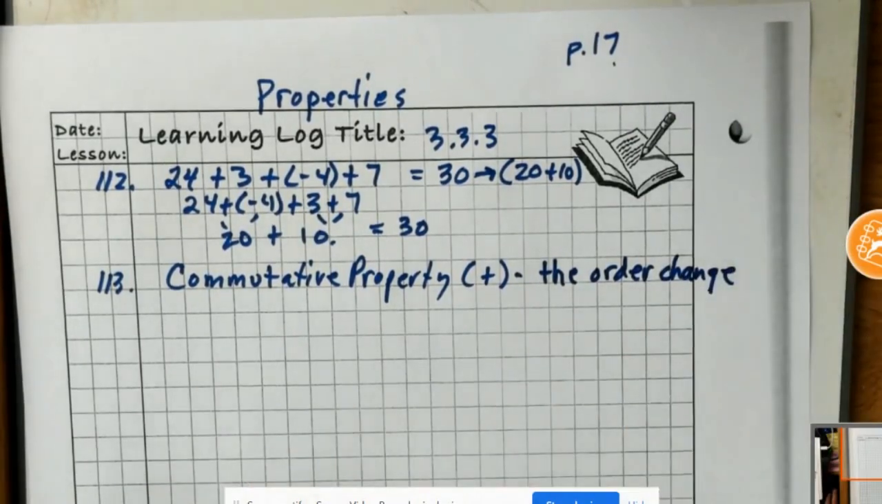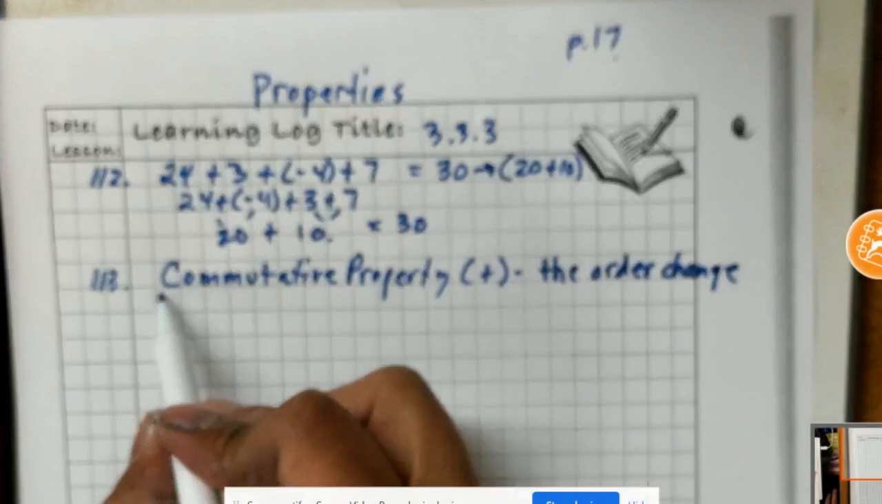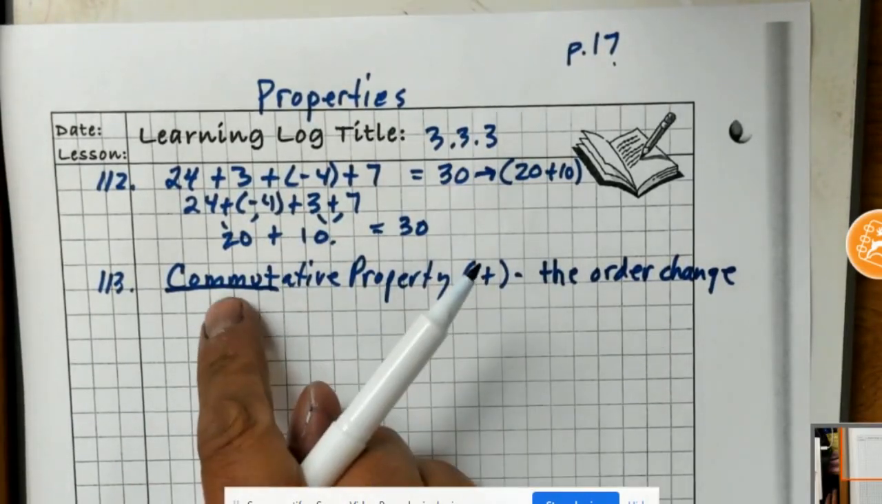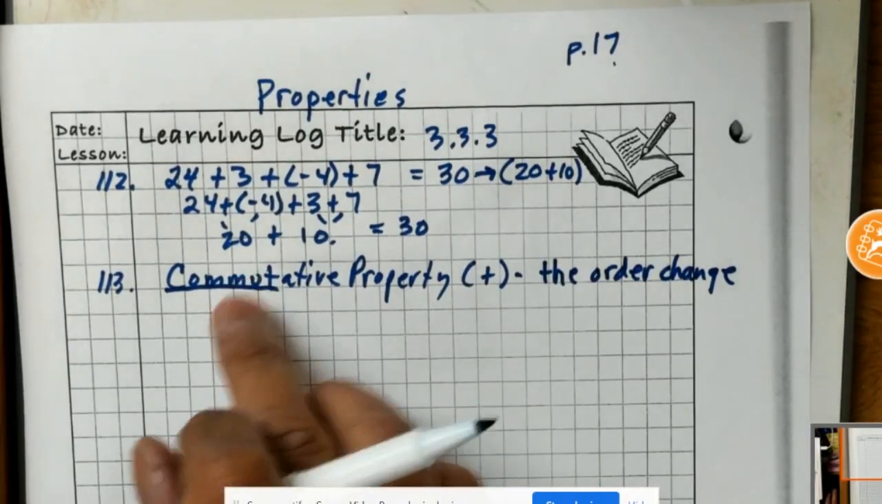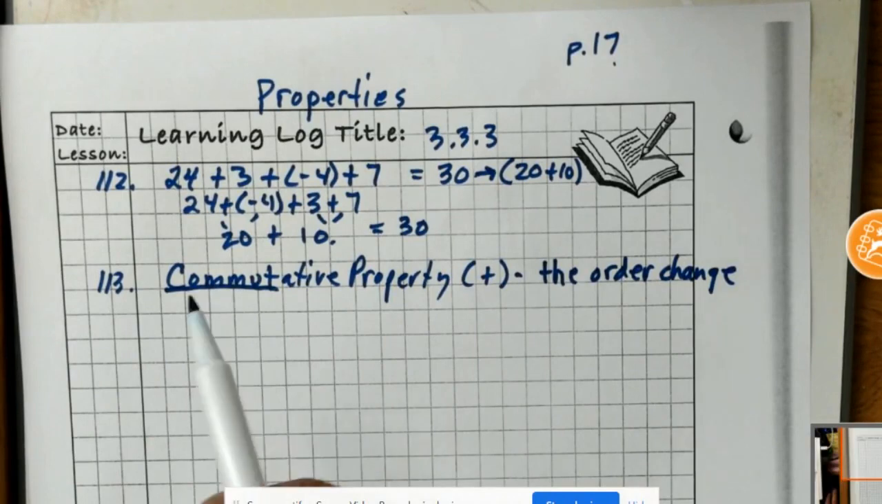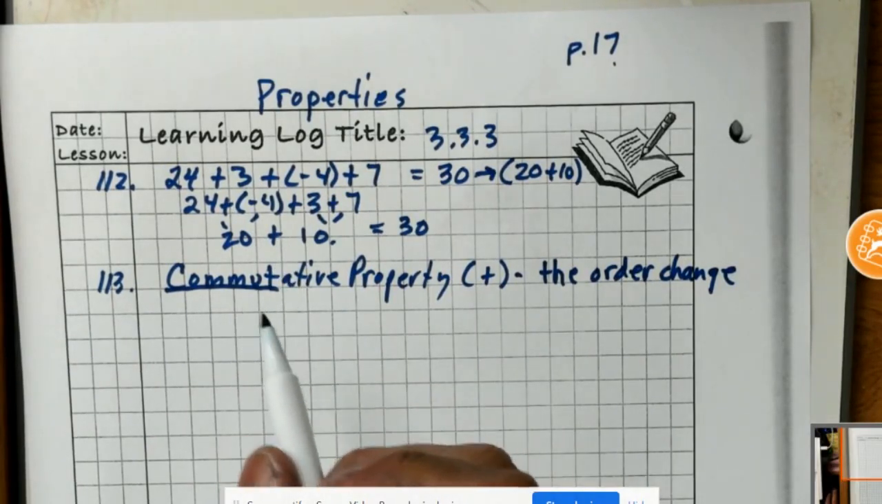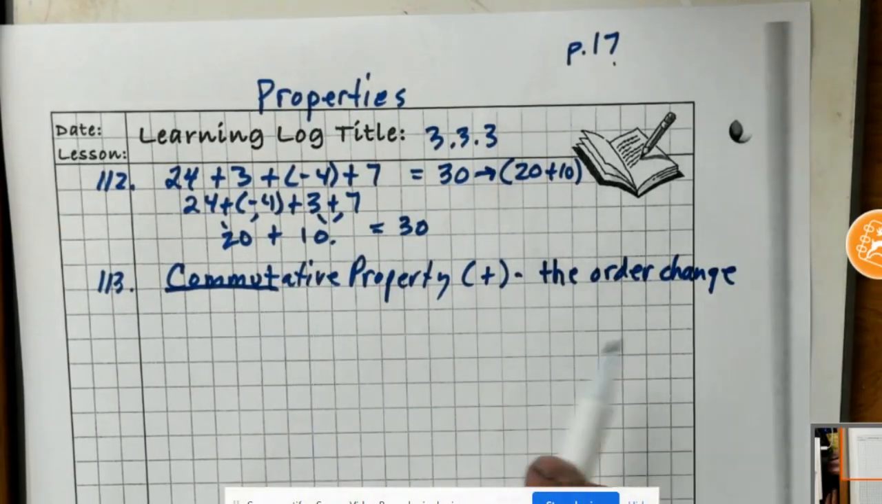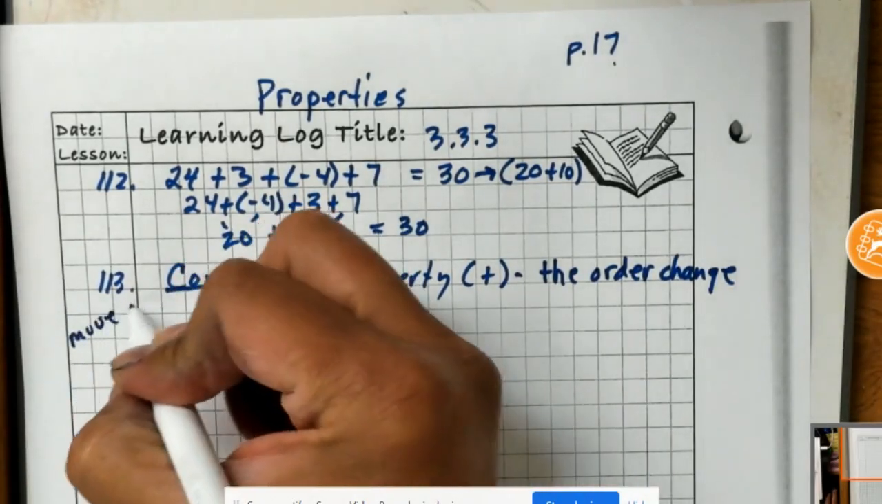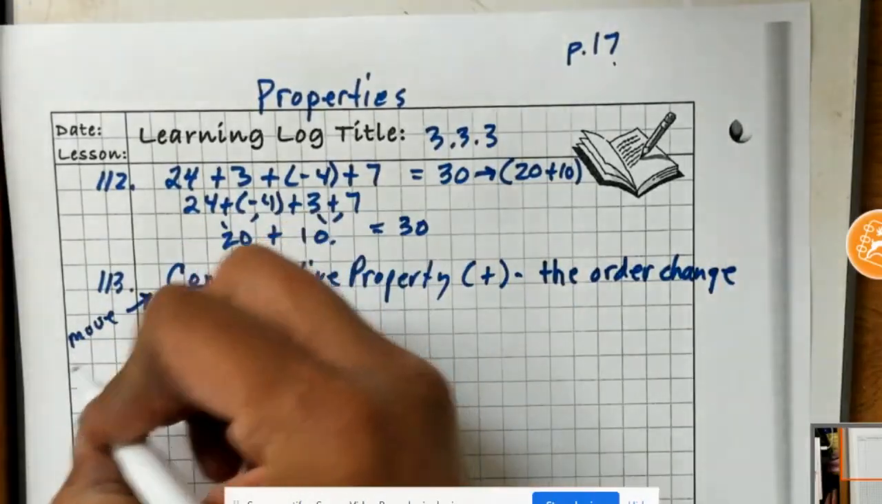And the way I like to think of it a lot is the word commute means to travel from one place to another. If you're a commuter, that means you live at home and you travel to work, or you travel to school. You're a commuter. You have commuter traffic. So to commute means to move. So the order changes, the order moves. Okay, to move or to travel.